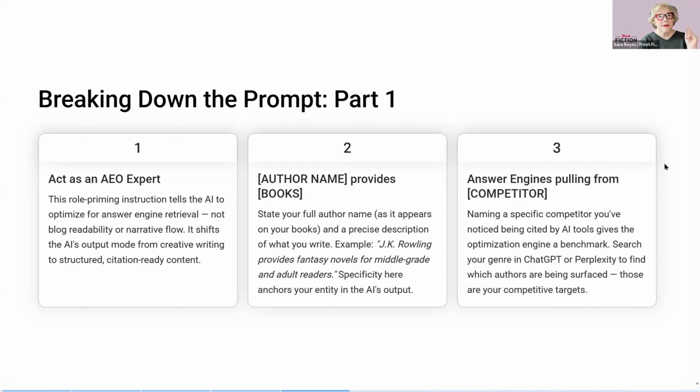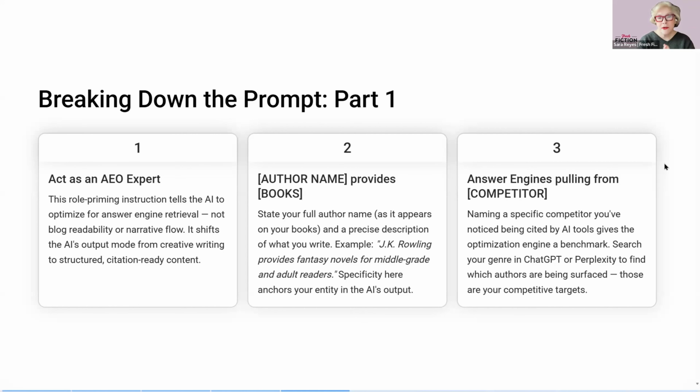So you're changing the output mode from creative writing to structured, citation-ready content. These are important. The second thing is your author name provides books. You're going to state your full author name as it appears on your books. Okay, so if it's just initials and a name, this is how you're going to do it, because that's your brand, right? And a precise description of what you write. For example, J.K. Rowling provides fantasy novels for middle grade and adult readers. I can't even say that, and I don't know why I put it in here. Being specific anchors your entity in the AI's output.